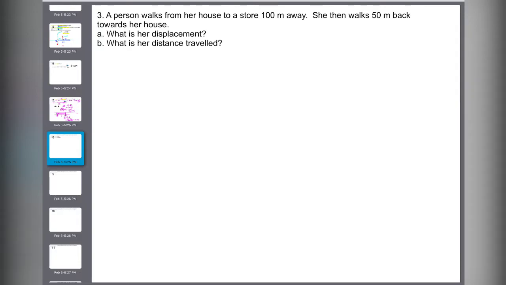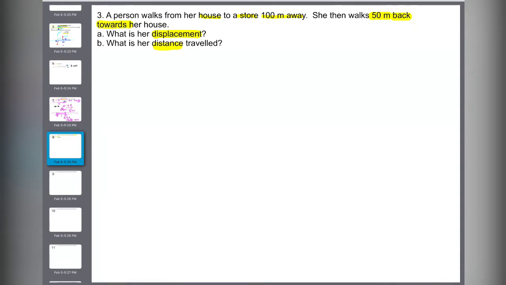A person walks from her house to the store 100 meters away. So the store and the house are 100 meters apart. She then walks 50 meters back towards her house. What is her displacement and what is her distance? They give you no sense of direction at all, so that means you can put whatever you want.